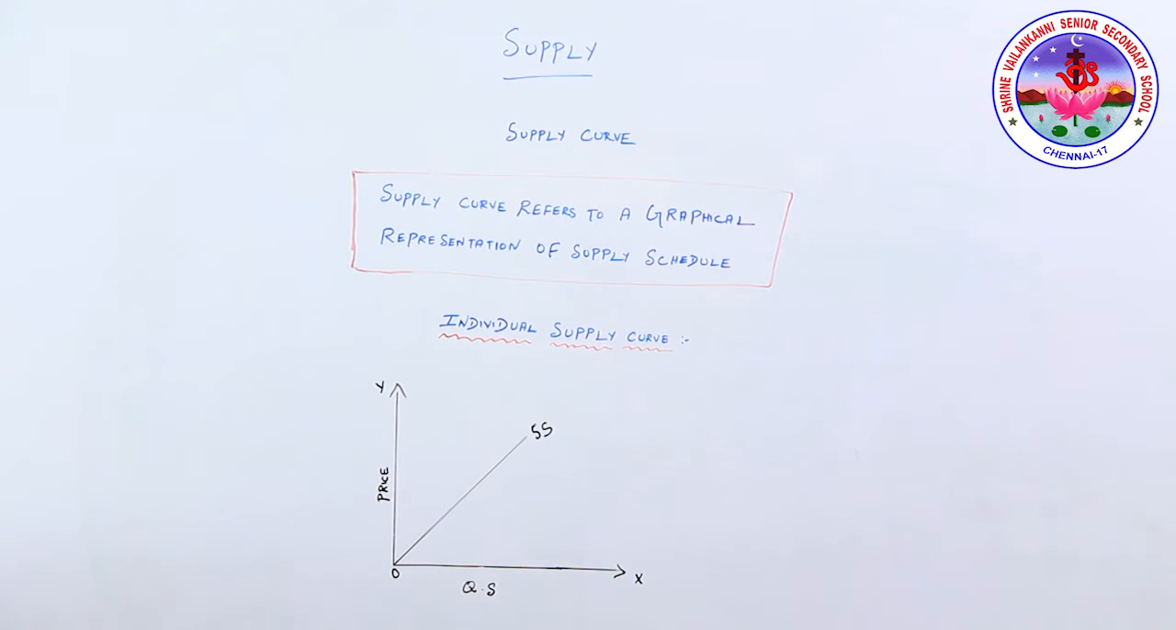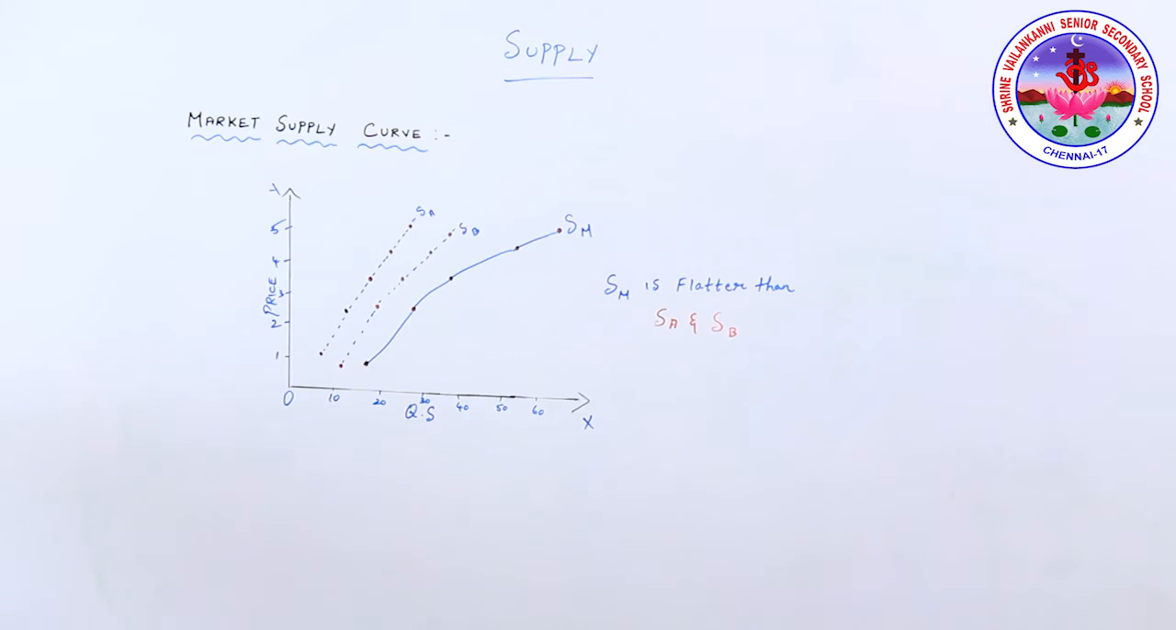I repeat again, price and quantity supplied are directly related. More is supplied at higher prices and less at lower prices. So the supply curve slopes upward from left to right. Let's move to the next one, market supply curve.